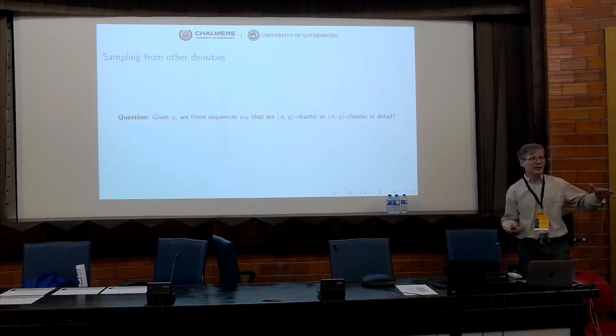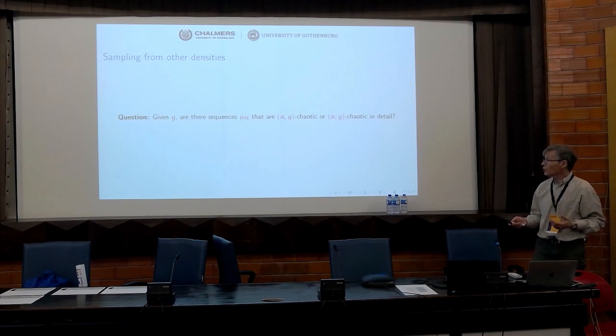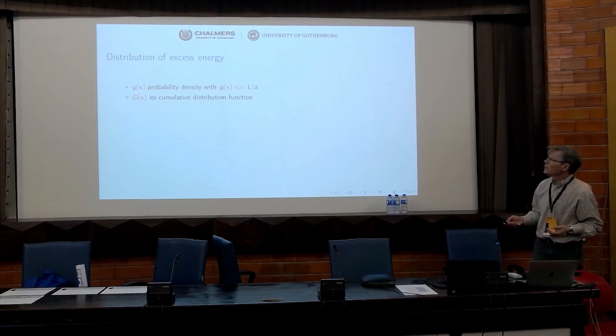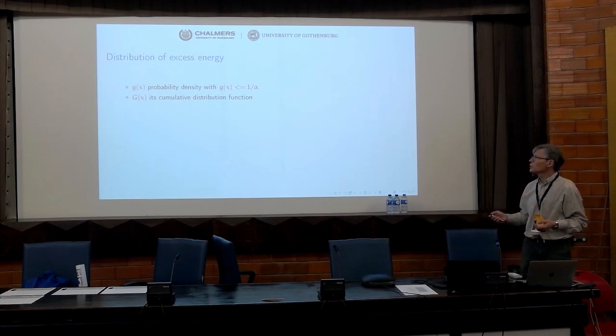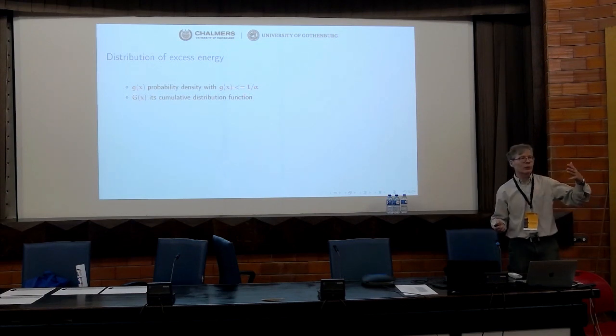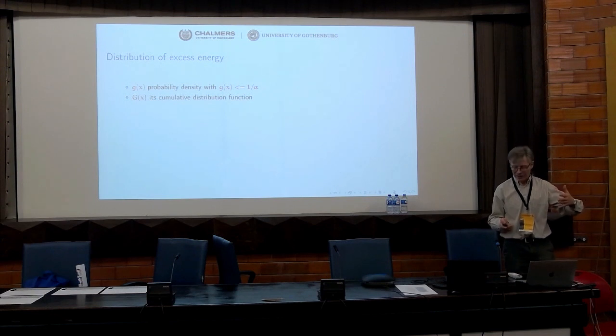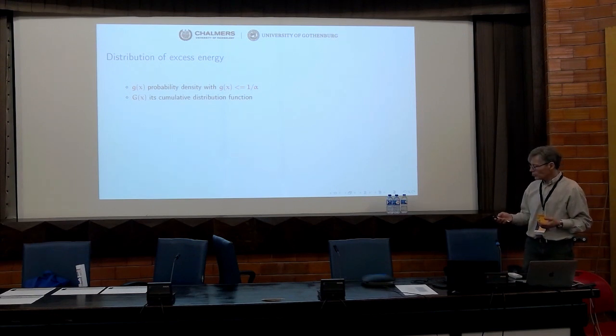Then you can ask, if you have other functions, can you construct alpha-G chaotic sequences for them? First of all, we said before that the function has to be bounded by 1 over alpha for these to be satisfied. So we take any function G that is a probability density bounded by 1 over alpha, and compute its cumulative distribution function.